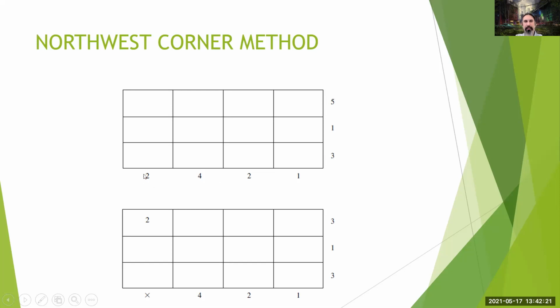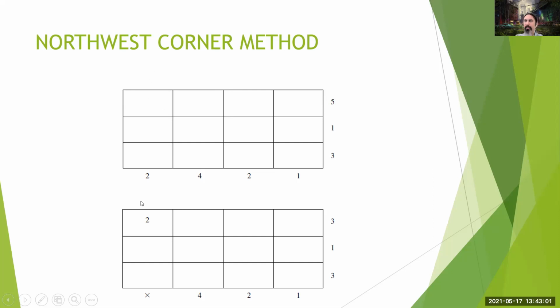Now, first check if the sum of supplies and the sum of demands are equal, that is, if this is a balanced table. 5, 1, 3 makes 9, and 2, 4, 2, 1 makes 9 again. So this is balanced. Start at the top left, the northwest corner. This cell can have a value of 2 at most, because this demand is 2, so the sum of the variables in this column cannot be greater than 2. So this can only have a value of 2. If we give this cell a value of 2, as you can see here, this column is eliminated.